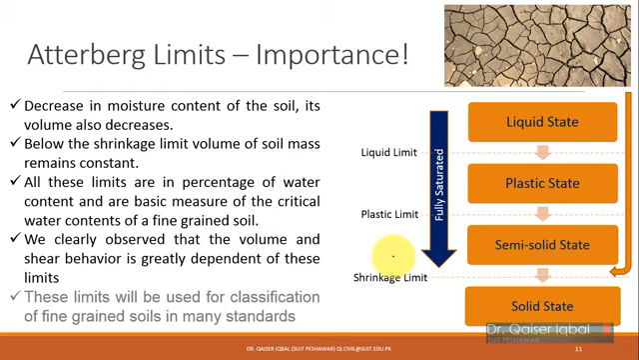Further moving on, why is this important? Okay, so a few points to ponder over here. We clearly indicated over here that with a decrease in moisture content of the soil, its volume will also decrease. So that's why Atterberg limits are very important to tell you, if you get a soil in a particular state and its moisture content is reduced, will it affect the soil?